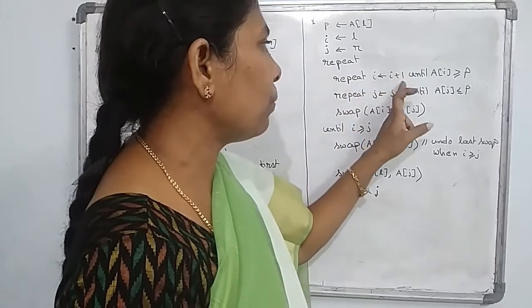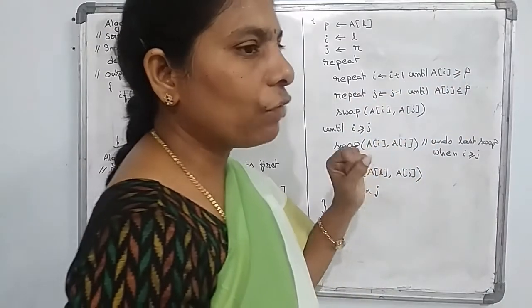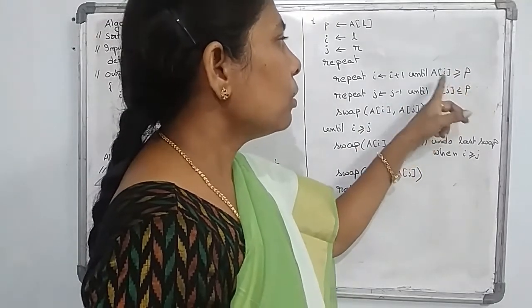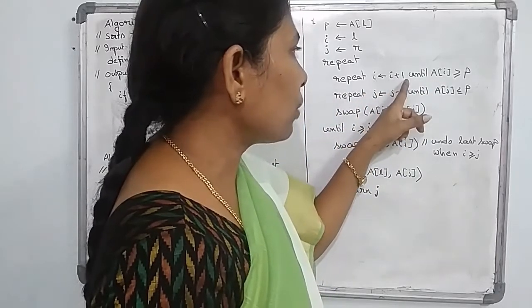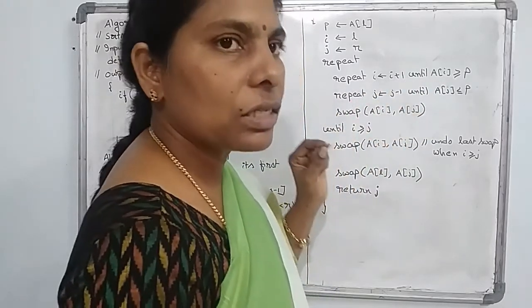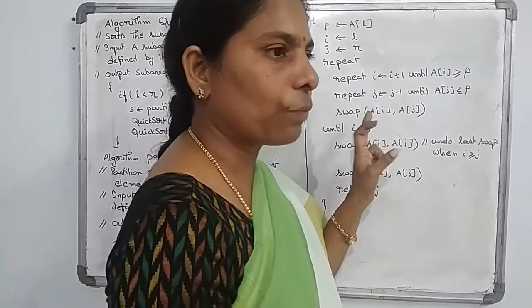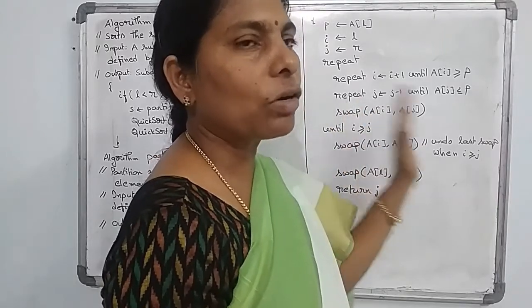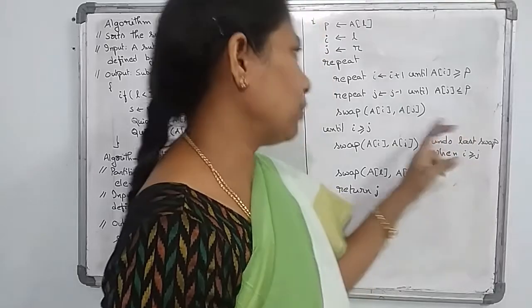Repeat i = i + 1 until A[i] is greater than or equal to P. In that way you identify the first element that is larger than P. That means you scan each and every element: is it larger than the pivot element? If it is not larger, you skip that element and go to the next element until you find the larger element.